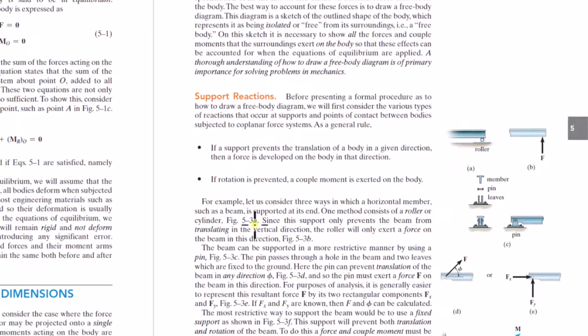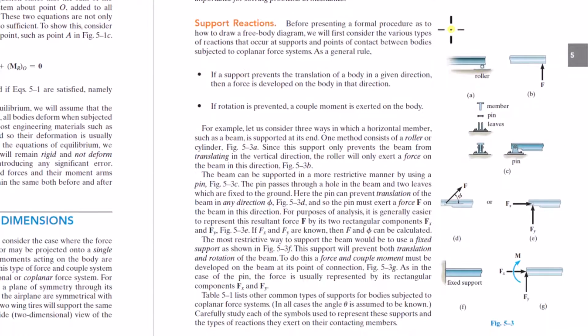Okay, support reactions. So there's 2 types of forces in the universe. Only 2 types. You can categorize every force that possibly exists in the universe into 2 categories: body forces and surface forces. Surface or contact forces, that's the same thing. A body force is going to be gravity, electricity, magnetism.